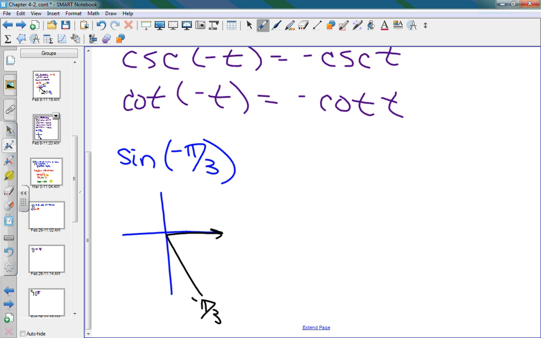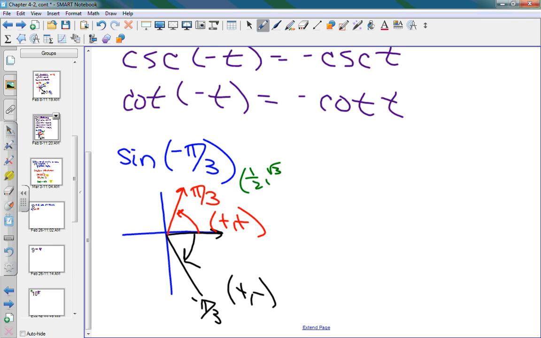Well, what do we know about quadrant 4? We know that this is going to be positive, negative. Now, if we're talking about pi over 3, again, in quadrant 1, that's going to be plus, plus, correct? And if we're talking about the hands of a clock, we're going to be at 1/2, comma, square root of 3 over 2. Down here, 1/2, comma, negative square root of 3 over 2.